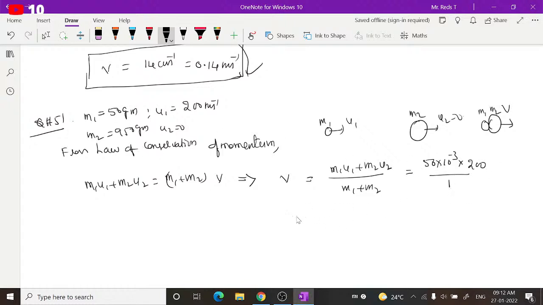So on simplifying this further, we get v equal to what? For 50 into 200, you can write 5 into 2 into 10 to the power 3. 10 to the power plus 3 and 10 to the power minus 3 get cancelled, then 5 into 2 is 10. So you get 10 meters per second. That's it. Simple. It's a direct one.